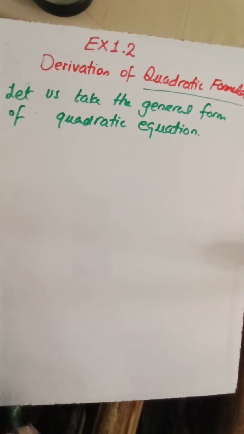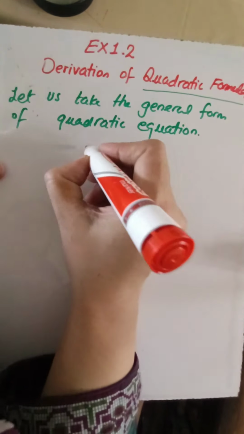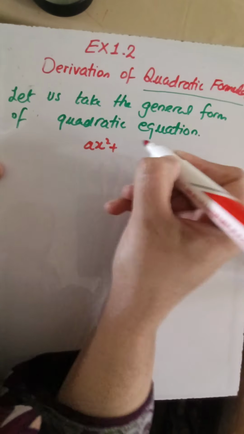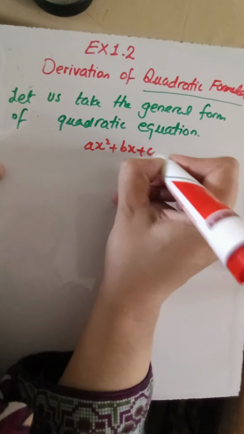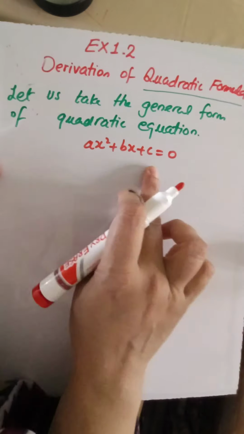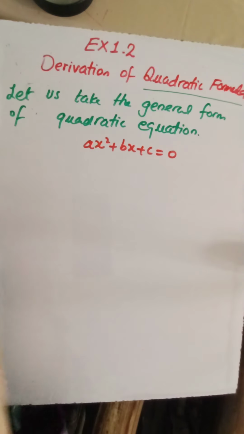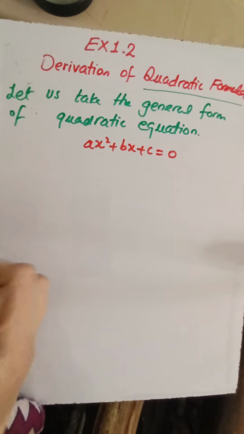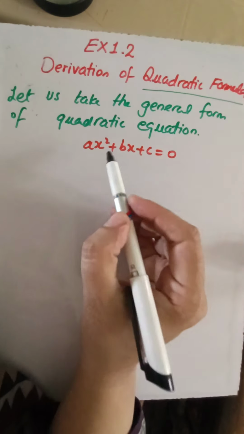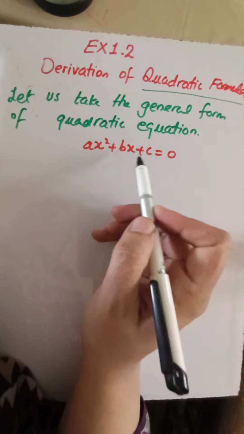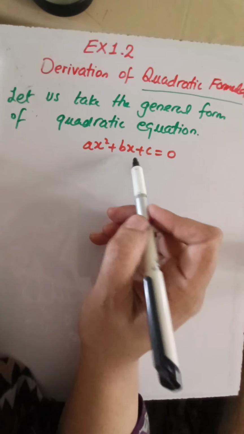Now, what is the general form of a quadratic equation? The general form is ax square plus bx plus c is equal to 0. This is the most general form of the quadratic expression. Now, why do we call it the standard form or the general form? Because this is the single equation which represents all the quadratic equations.